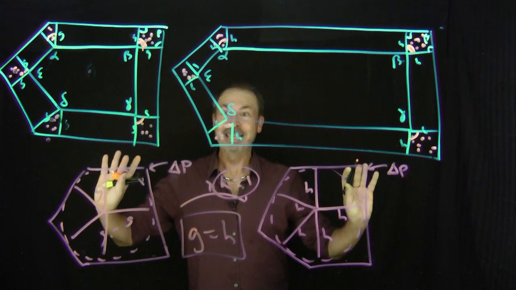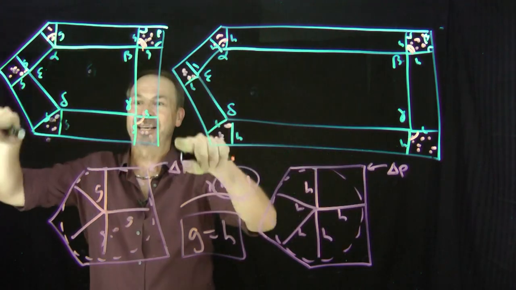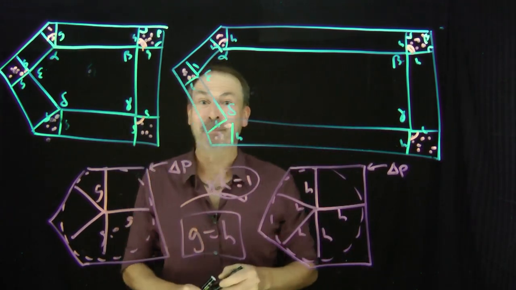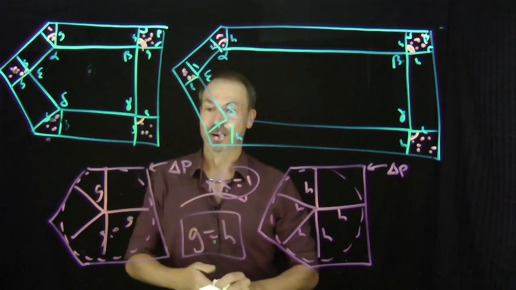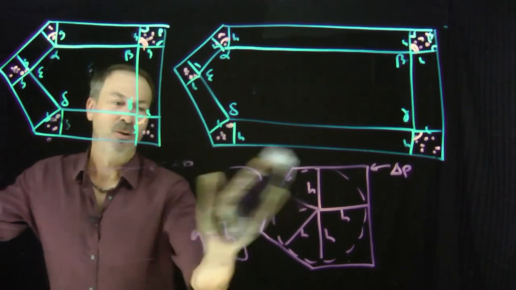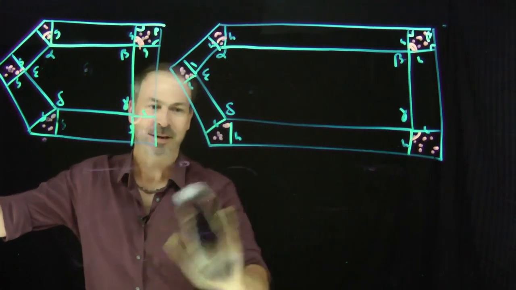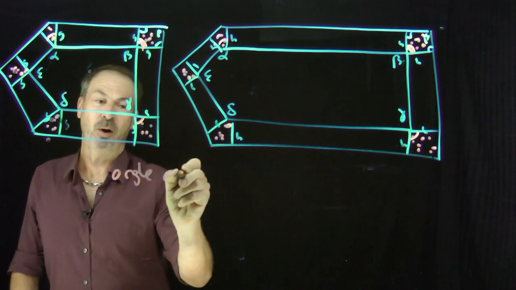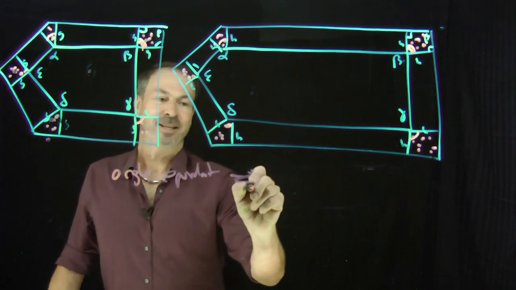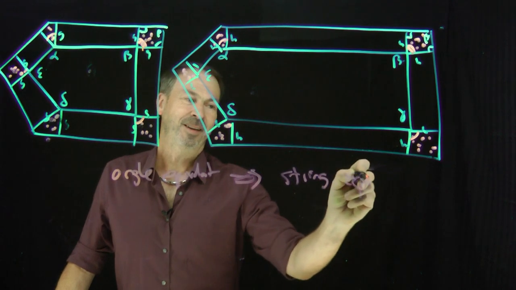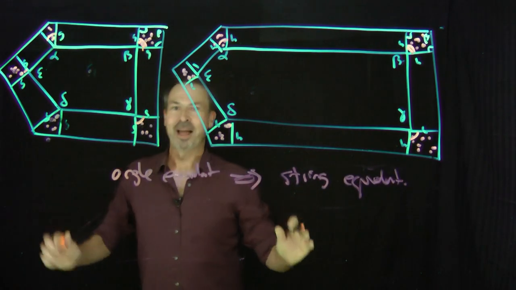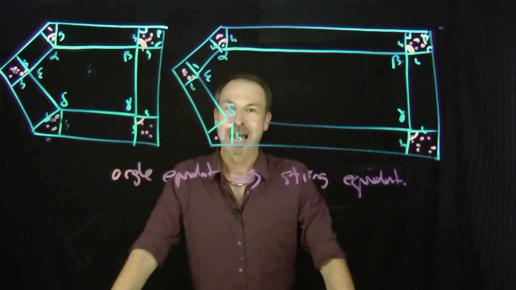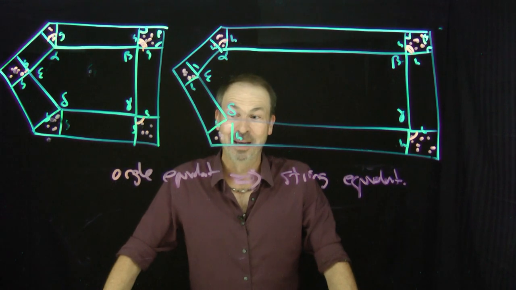Whoa! I guess I have just proved that if I use the same amount of excess string around these two angle equivalent polygons, then I'm sure to have the same gap size. We have just proven that if two polygons are angle equivalent, that is, if two planets have equators that are angle equivalent, then they're going to be string equivalent planets. Angle equivalent implies string equivalent. If two planets have equators that are angle equivalent, then those planets are guaranteed to be string equivalent. They'll give you the same gap size if you use the same excess amount of string.